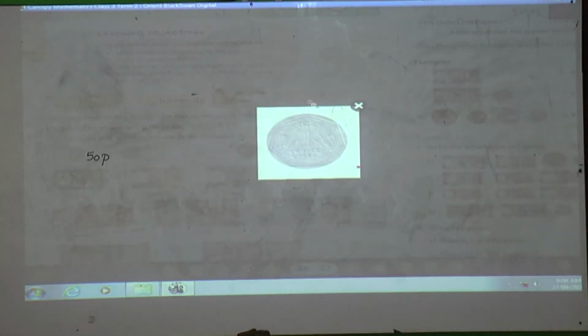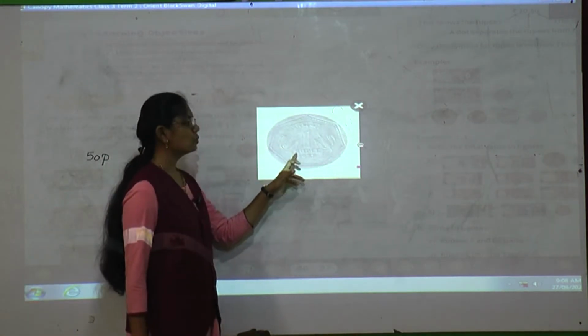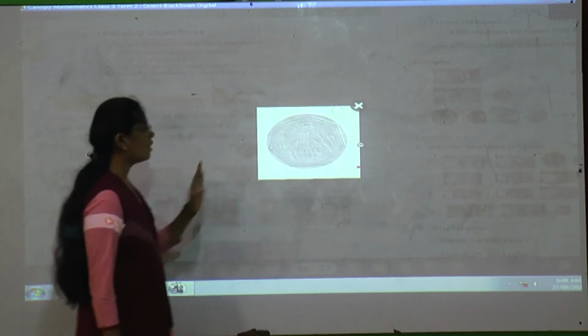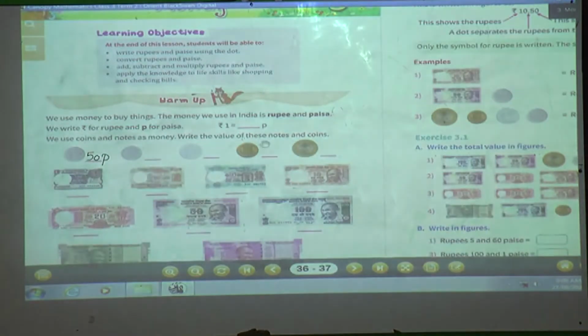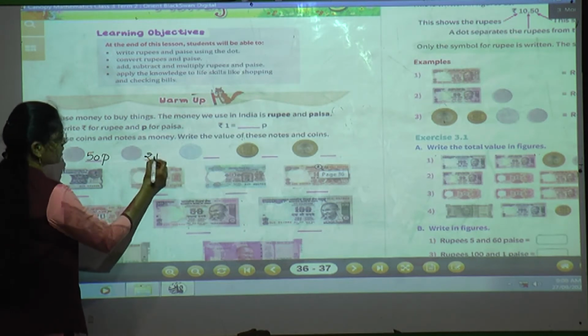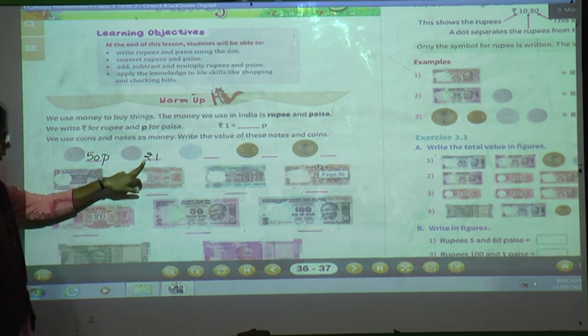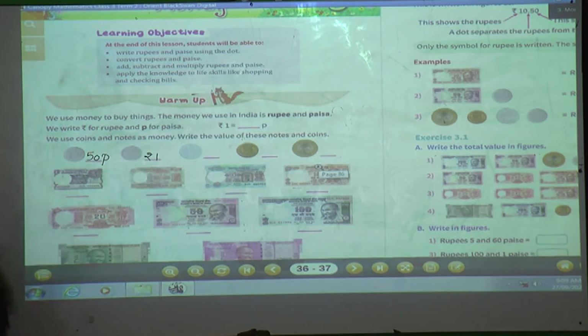Next, see the next coin. What is it? On the coin you can see the number 1 and below that it is written rupee. So it is a coin of 1 rupee. One thing you have to keep in your mind, 1 rupee is equal to 100 paisa. So here write 1 rupee. How will you write 1 rupee? See, this is the symbol of rupee. Rupee 1.